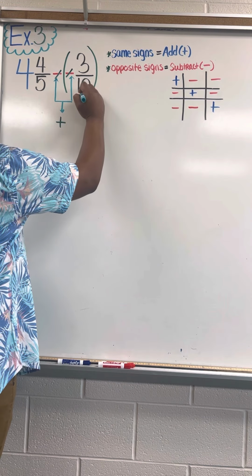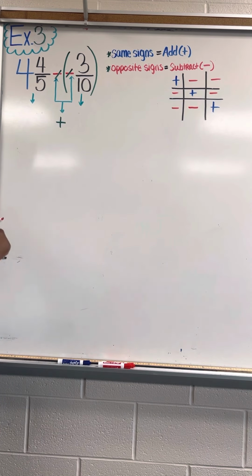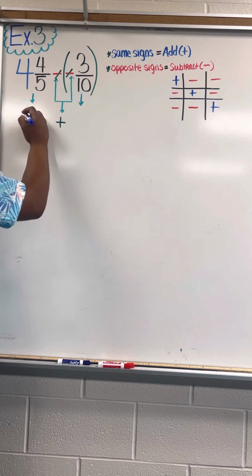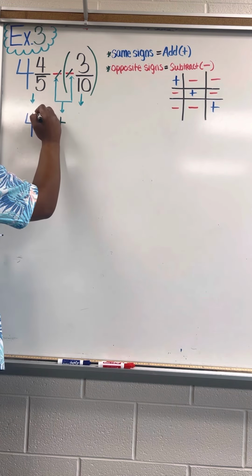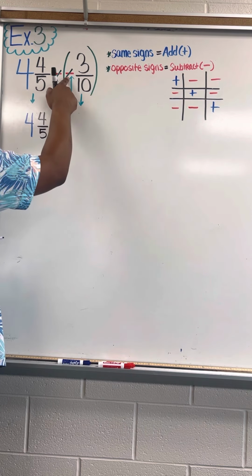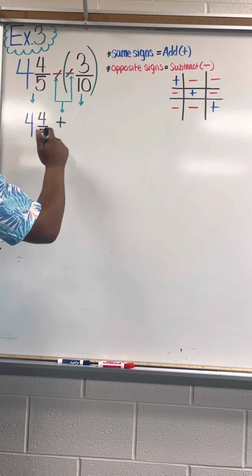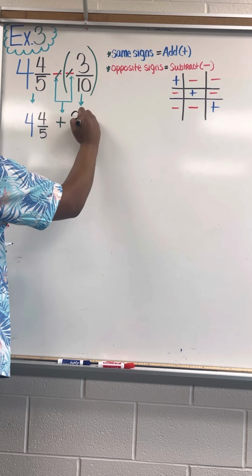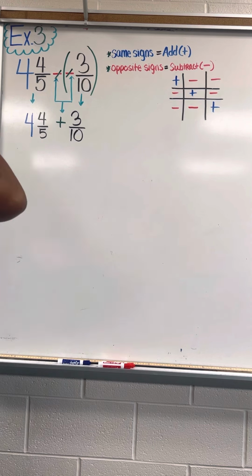So now all we're going to do is bring everything else down as is, okay? So once again, I still have 4 4/5. And I no longer have the negative sign associated with the 3/10 because both of those negative signs change to this positive sign. So I'm just going to bring down 3/10. So now I have 4 4/5 plus 3/10, right?